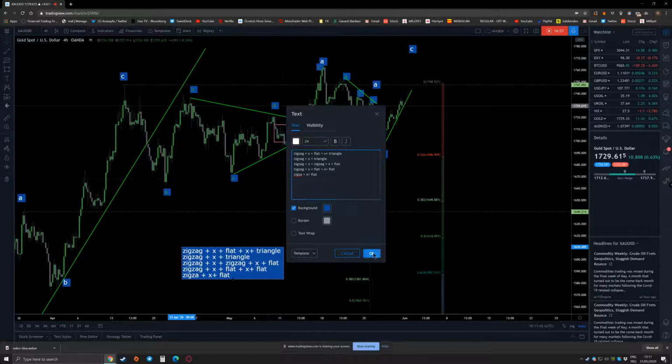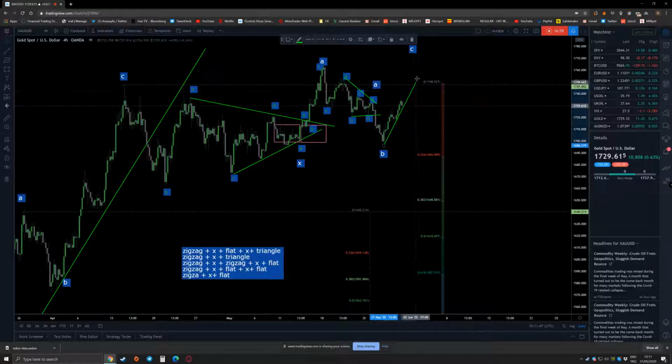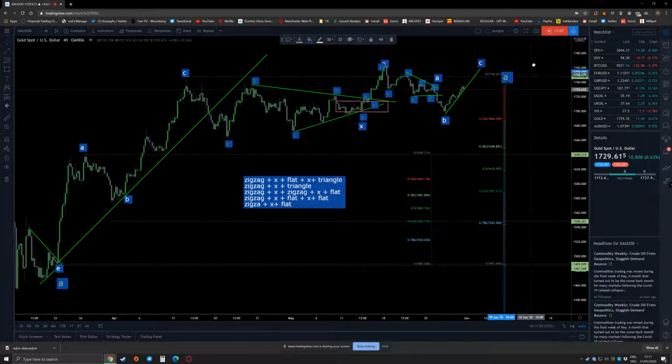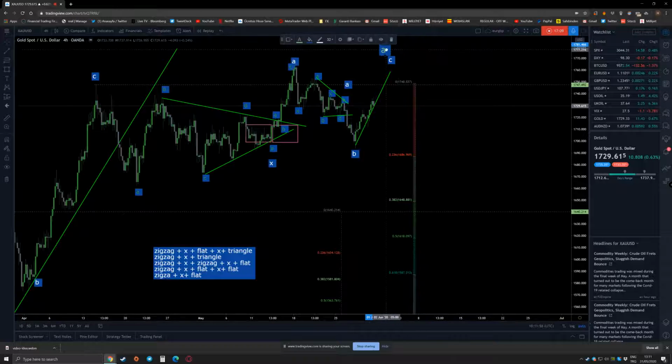Zigzag, an X, and a flat. This one is still called a double combination. So let's say that we have a wave C like this, and after this wave C, it's still this wave A on the bigger degree, then it means this wave A ends here. Now look, you have all these options just for this scenario. You have so many options. So you should always be flexible with your analysis. We should evolve with it.